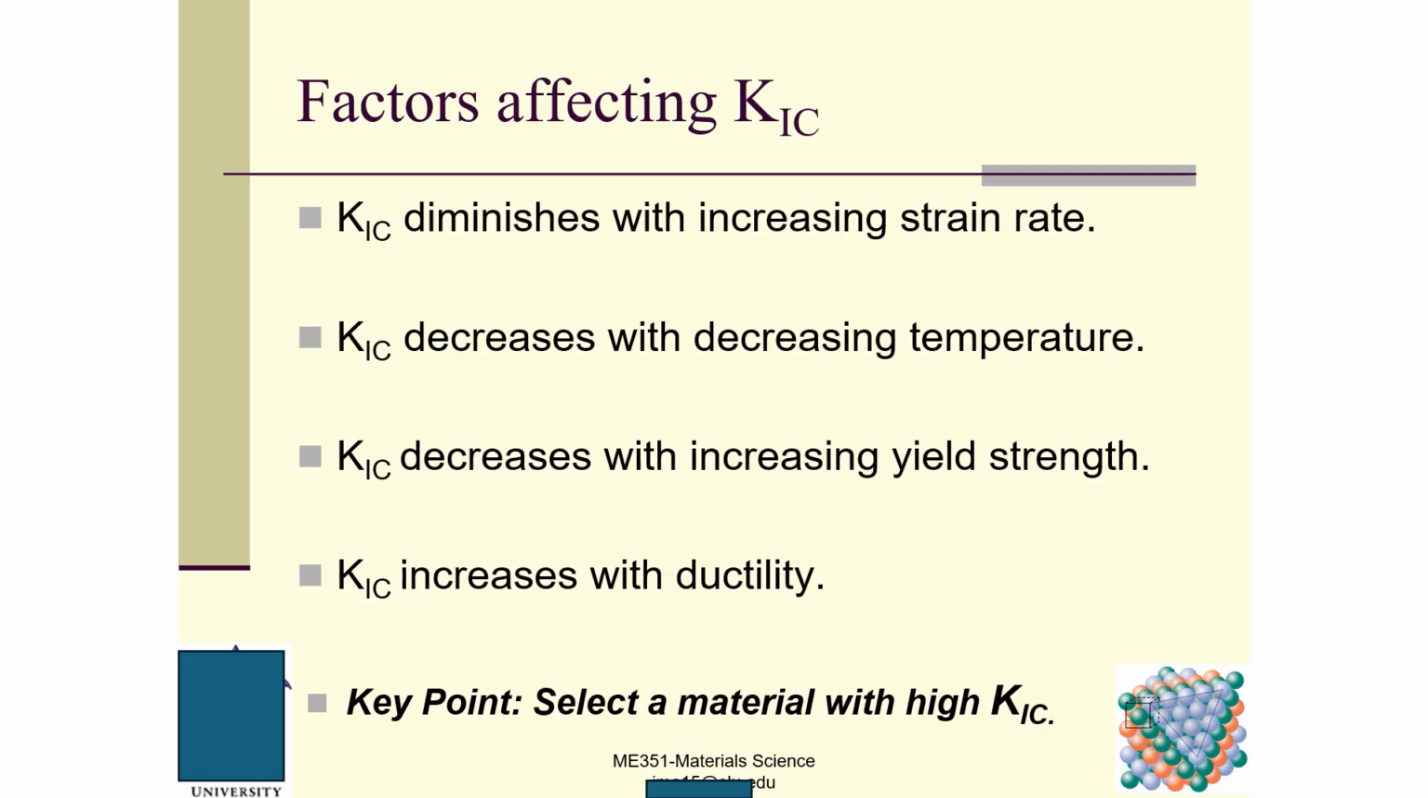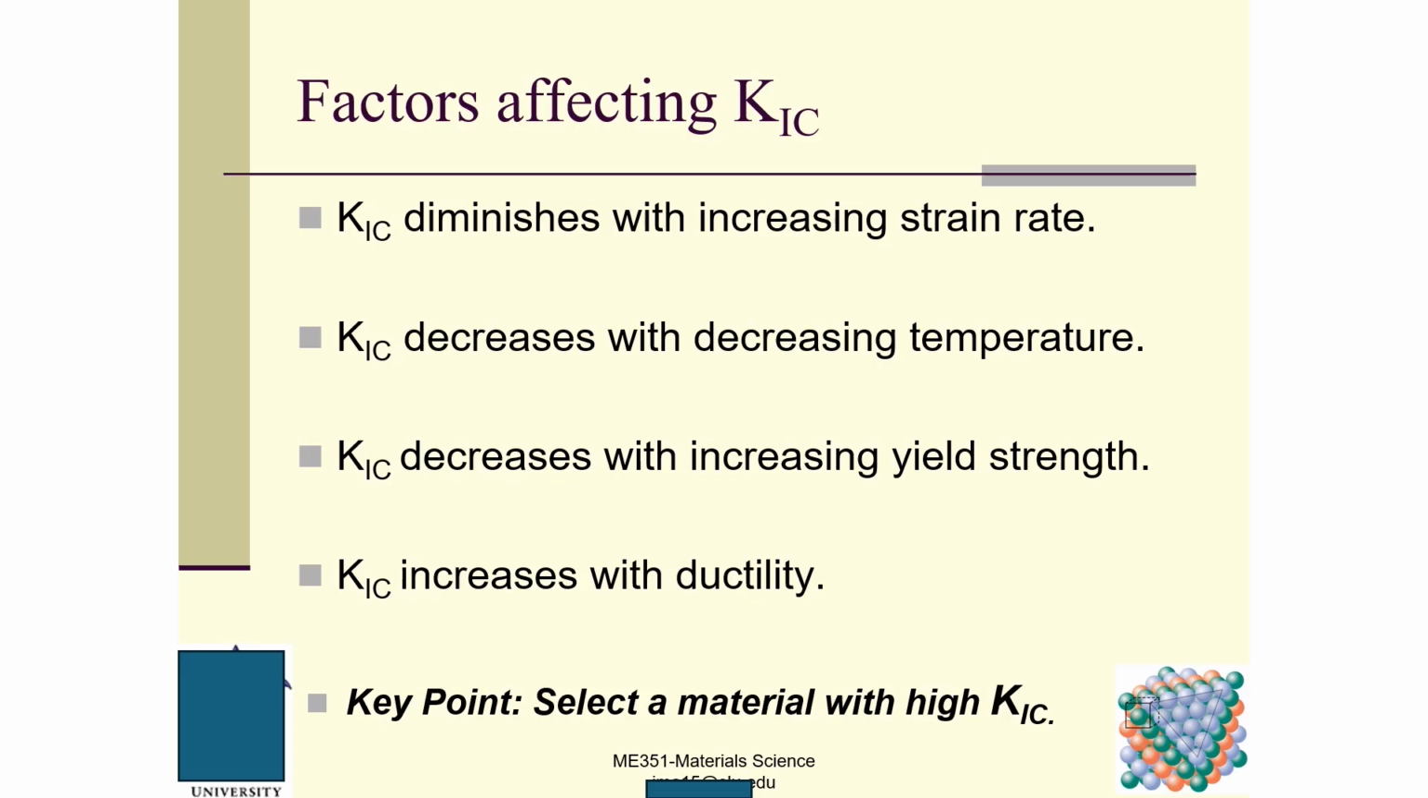Factors affecting KIC: KIC diminishes with increasing strain rate. KIC decreases with decreasing temperature, so the lower the temperature, the lower KIC becomes. KIC decreases with increasing yield strength. And we know that toughness is opposite to ductility, right? Toughness decreases with increasing yield strength, and KIC increases with ductility. They are talking about kind of the same thing.